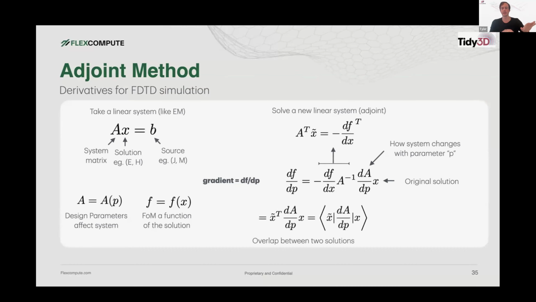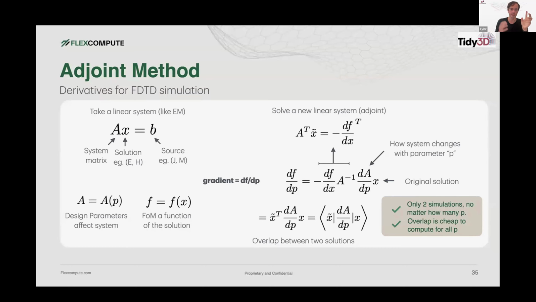And then once we've solved for x tilde and x, we can just do this overlap integral, essentially, or this inner product with dA/dP. Now, the real secret here, the whole thing that makes this all work, is that you notice that x tilde and x don't depend on P. So basically, if we have 1,000,000 P or 1 P or 2 P, we just have to solve x tilde and x once, and then we have to perform this overlap integral for all P.